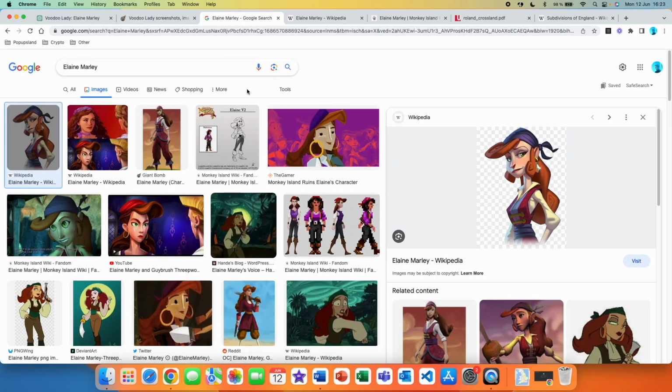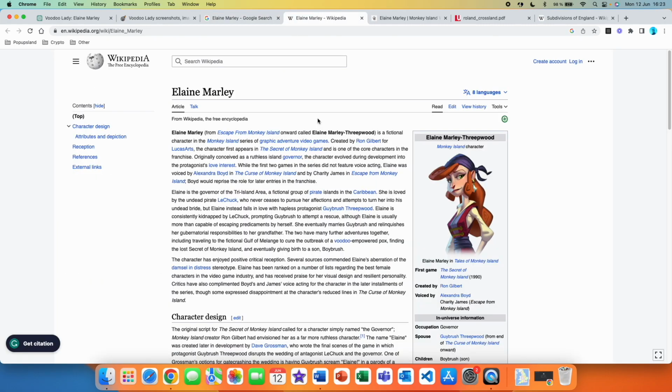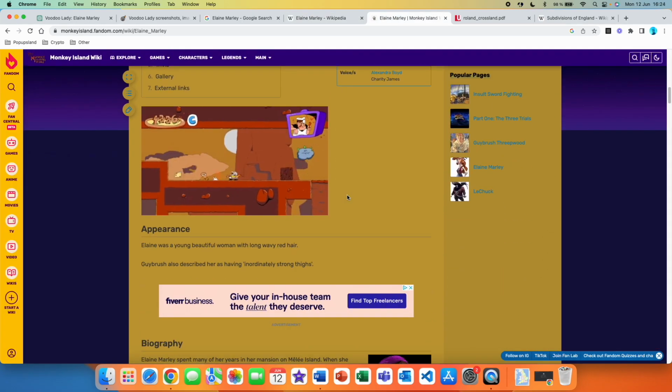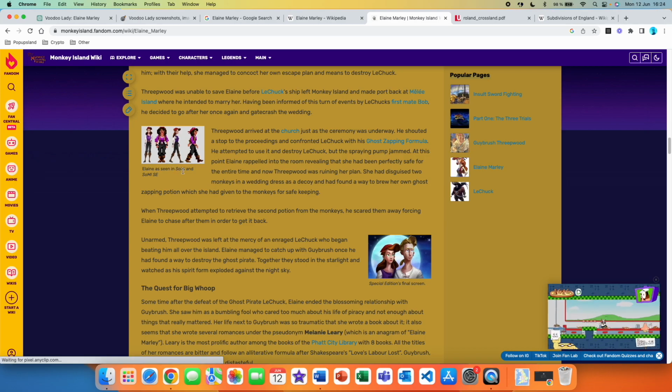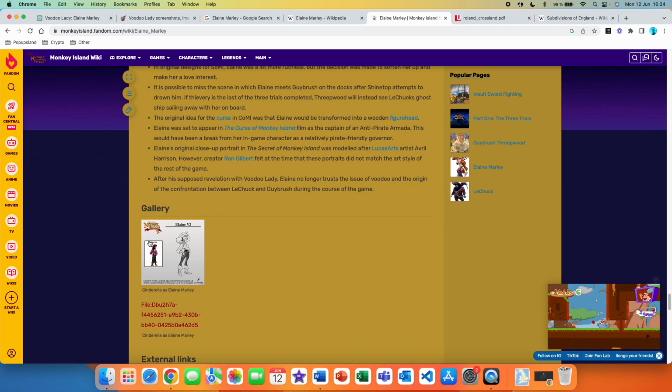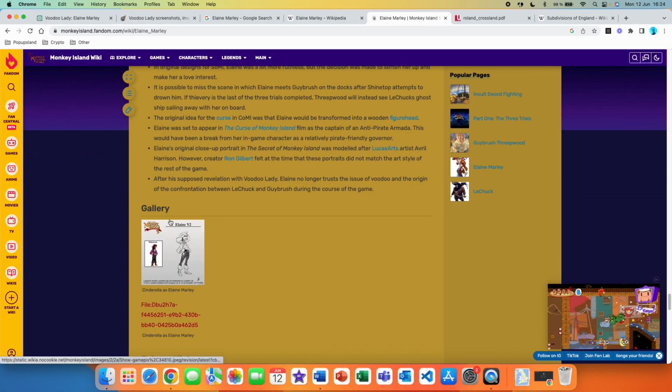Now, if you go and search for Elaine Marley, which ChatGPT told us is the voodoo lady, you are going to find this character. And if you go and search even more, you are going to find that yes, it is true that she was part of the game. She was part of The Secret of Monkey Island in 1990, but she is not the voodoo lady. Here you can see how she has been evolving throughout the game, how the graphics have been changing over time. And if we scroll down, we can see her second version in the game series.